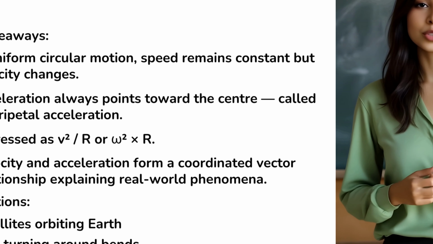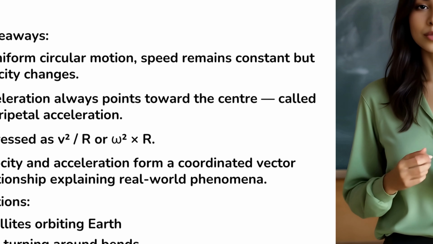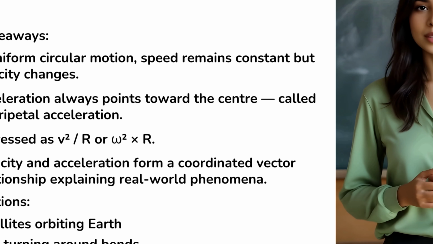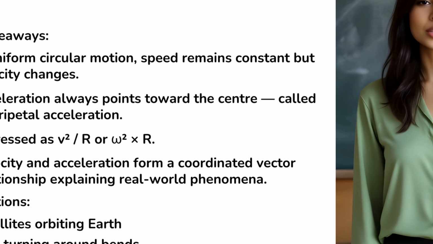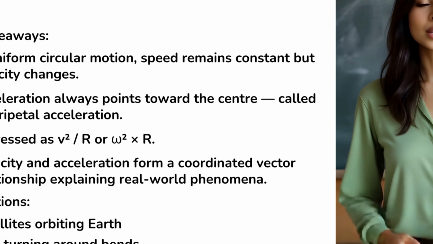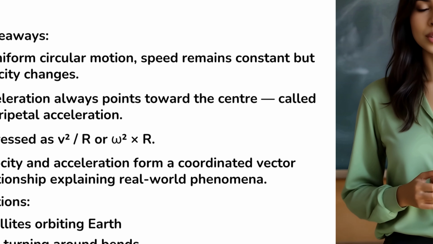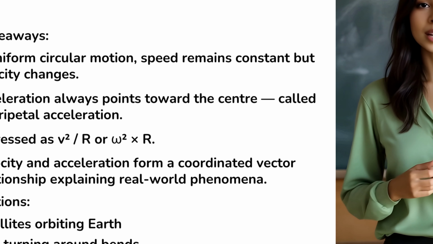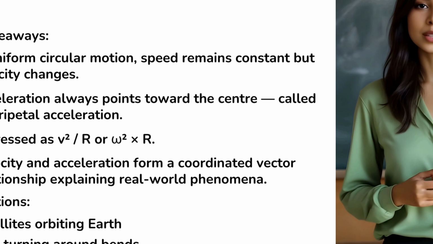You'll see uniform circular motion all around you, from satellites orbiting Earth to amusement park rides, and even the motion of electrons in certain atomic models. Understanding this concept is crucial in physics. It bridges motion, force, and the idea of directionally changing vectors.